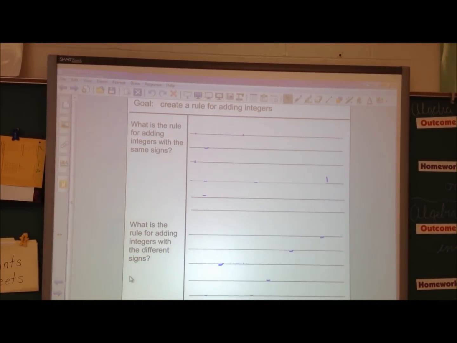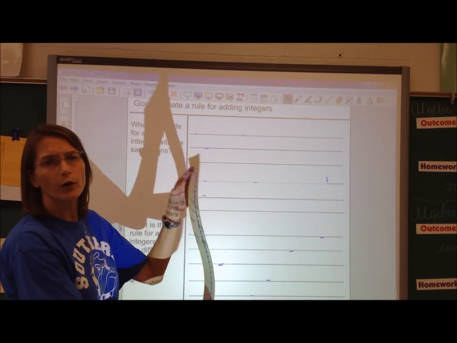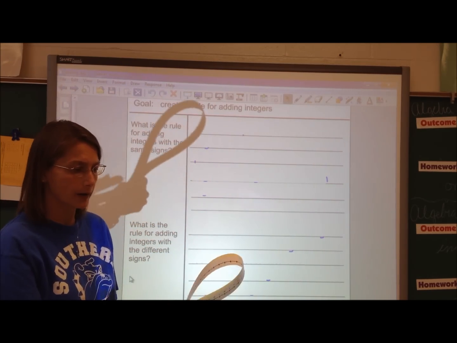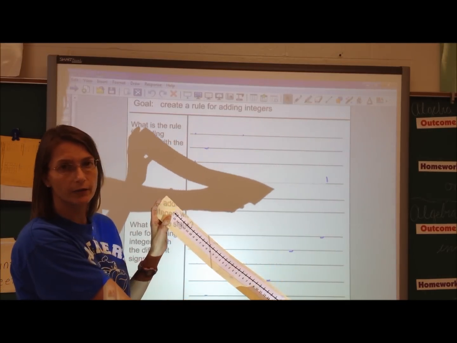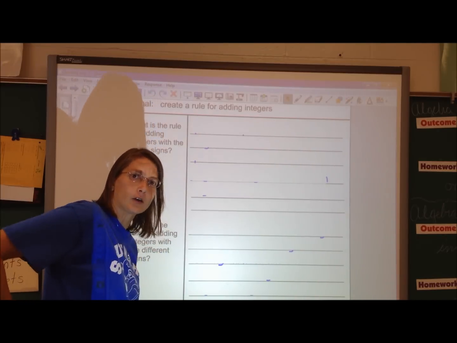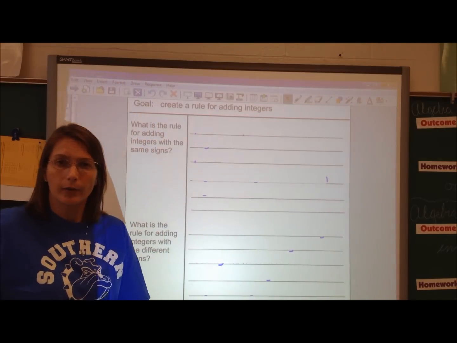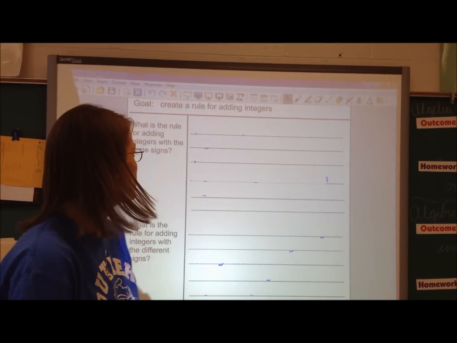Today we are going to create rules for integers. Now remember, yesterday we added integers using a number line. But you are not always going to have a number line, and not even a number line big enough. Yesterday's only went from -15 to +15. You are not going to always have that number line in your back pocket to pull out and be able to add your integers. So remember, yesterday we talked about the rules of integers.